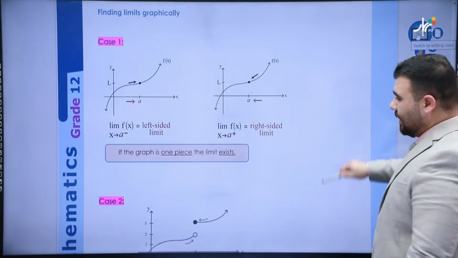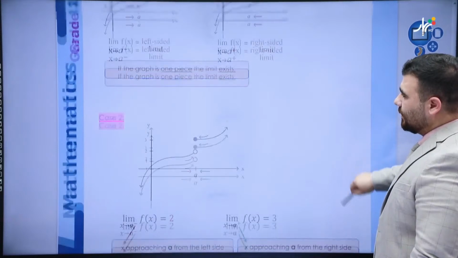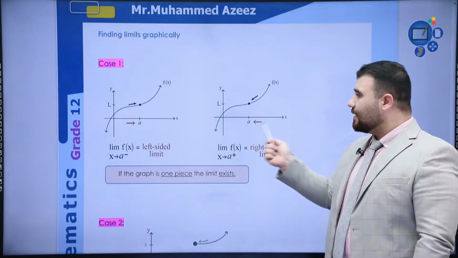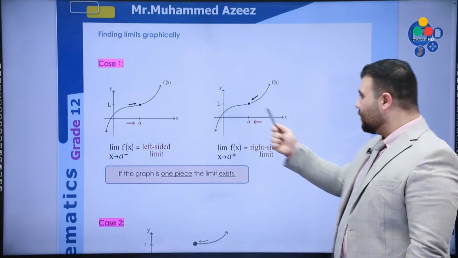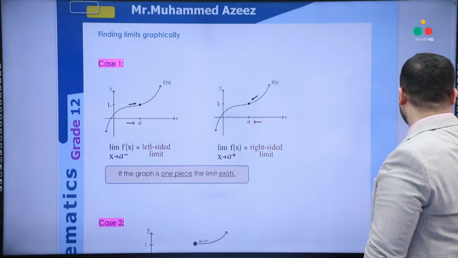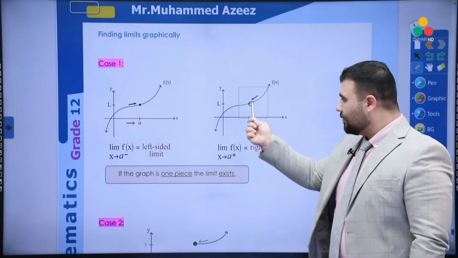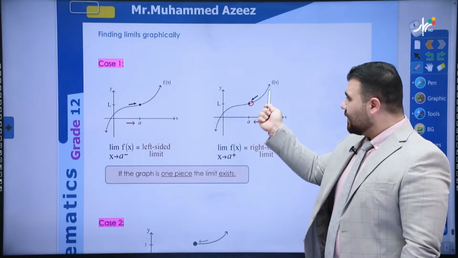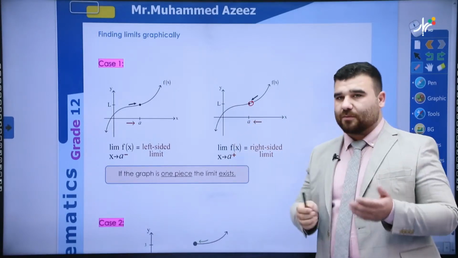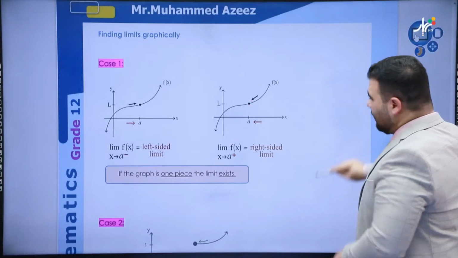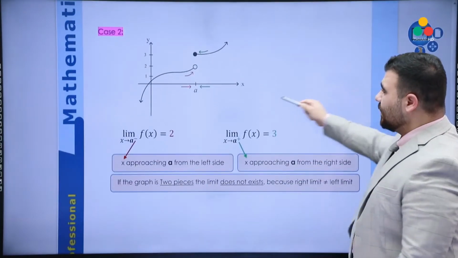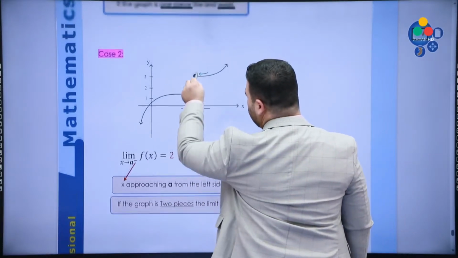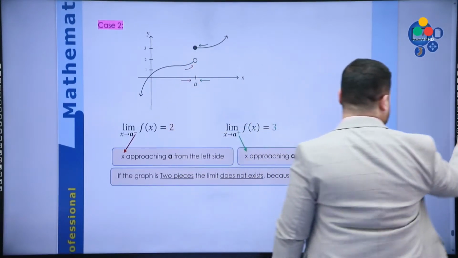There are some cases on graph that the limit does not exist. Remember that every time when the graph looks like one piece, looks like one graph, the limit exists, even if this point is open. If the point is open, it's fine, the limit still exists because the graph is one piece and the piece is like one curve, it's completing each other. But when the graph becomes two pieces like this, whenever you see a graph that is two pieces, at this point, which the two pieces meet, here, the limit does not exist.